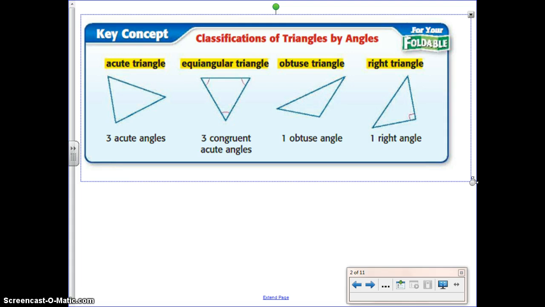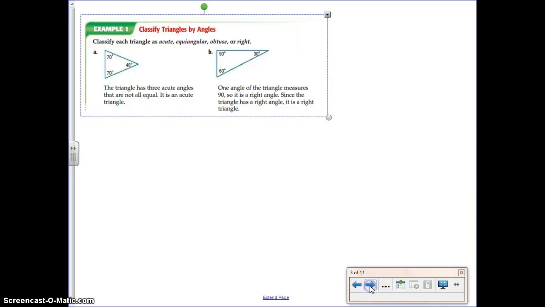Definitions that you can add to your vocab section. The acute triangle has 3 acute angles. The equiangular triangle has 3 congruent acute angles. The obtuse triangle has 1 obtuse angle. And the right triangle is defined by having 1 right angle.